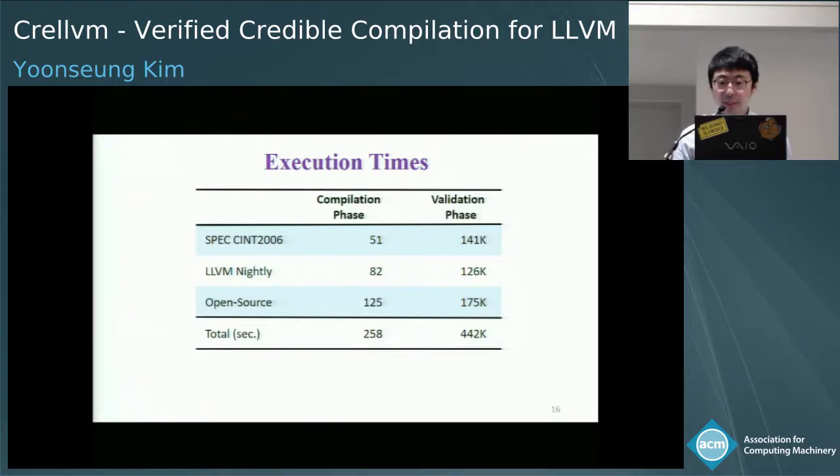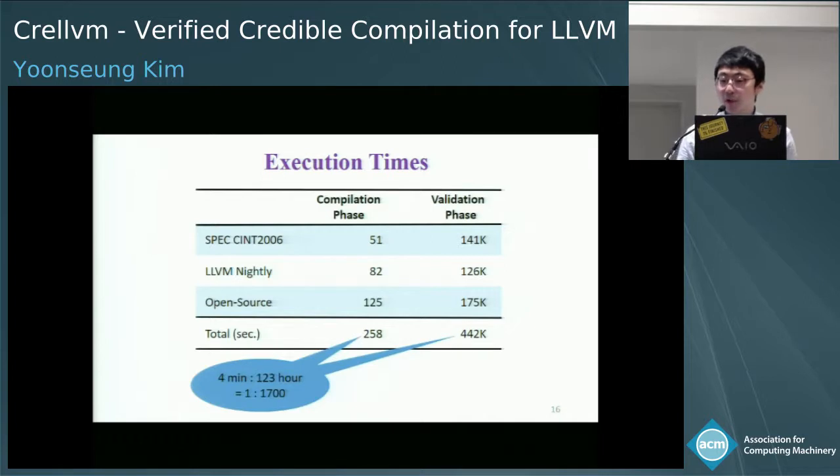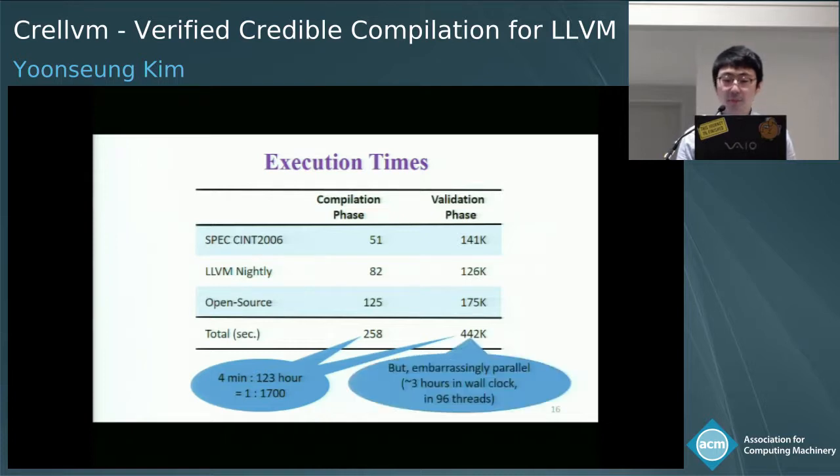This table shows execution times. The original compilation phase took 258 seconds in total, which is about 4 minutes. The validation phase took about 123 hours in total, which is about 1,700 times slower than the compilation. However, the validation phase is embarrassingly parallel. So the whole validation was completed within 3 hours using 96 threads.